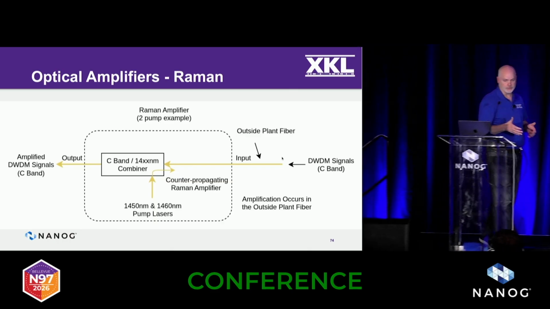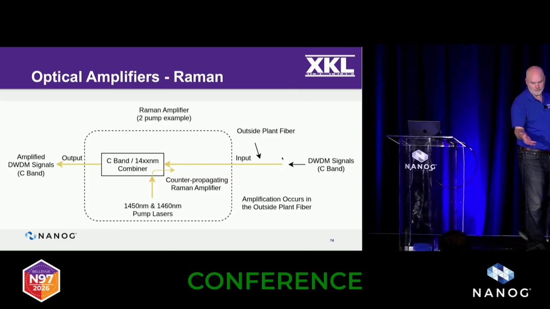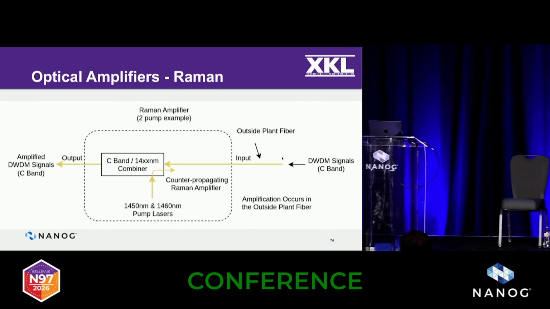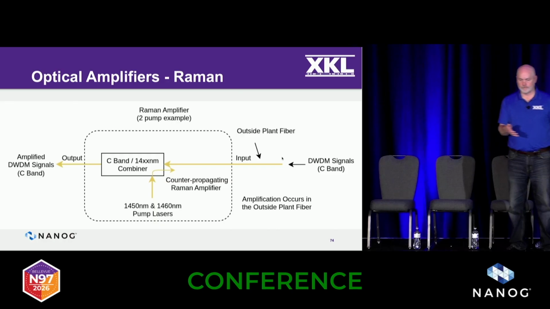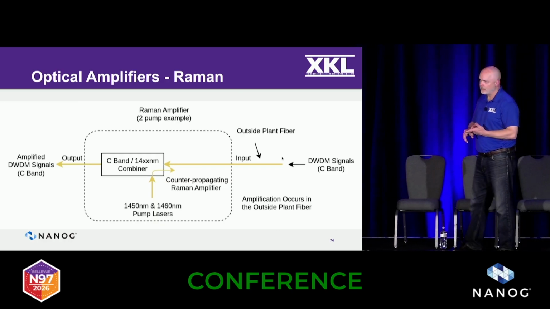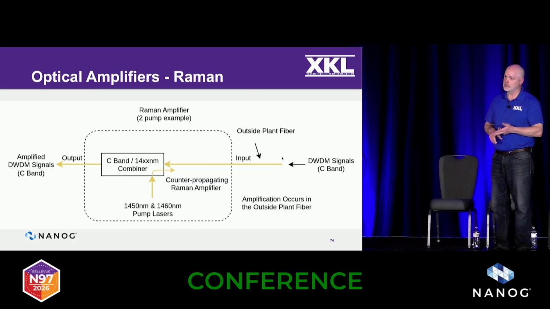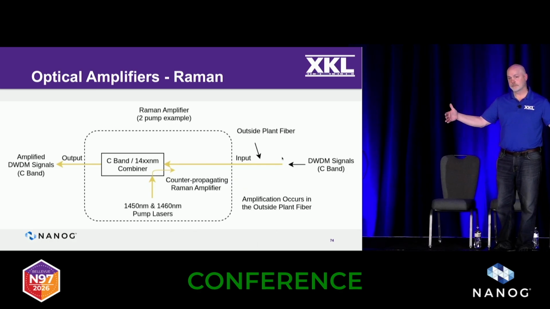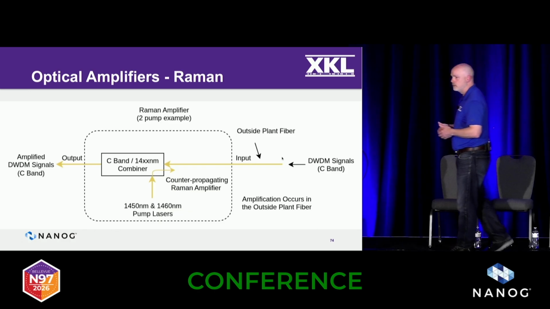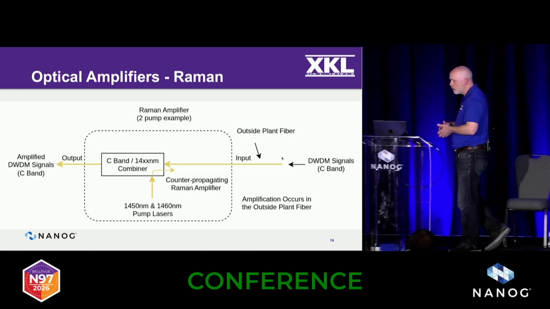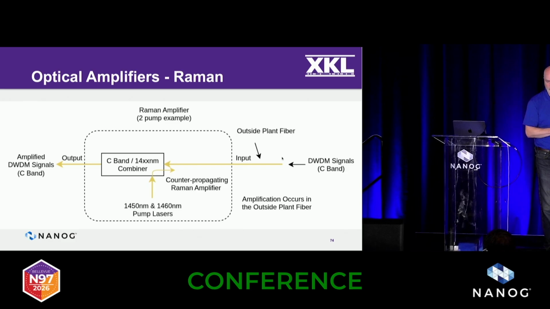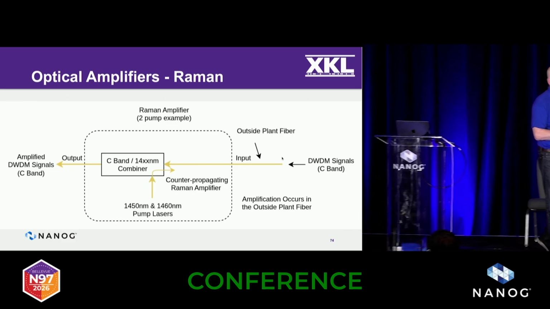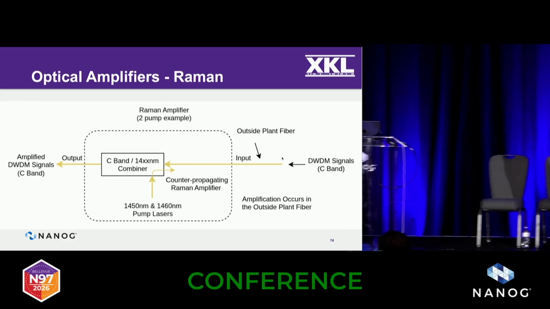So what a Raman does is you have these different frequencies, 1450 and 1460 in this case. This is called a 2-pump Raman. There's 3-pump Ramans, there's 4-pump Ramans. The number of pumps you have and the frequencies of those pumps will dictate how much spectrum you can amplify. So this is not just a C-band amplifier. This will cover the L-band, this will cover S-band, this will cover other spectrum. But in this example here, we're looking at just a 2-pump device, which is typically a C-band, extended C-band. And here's how it works.